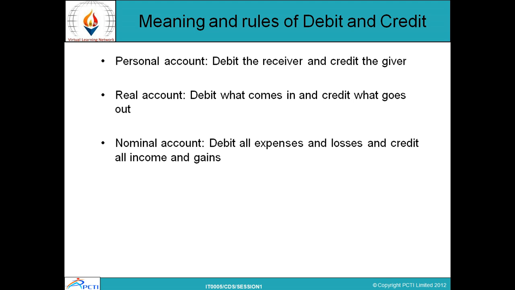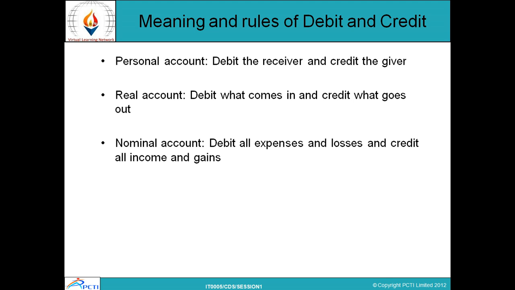So what is the rule for this? The rule is debit the receiver and credit the giver. Please memorize these things and understand them properly, so that when you are entering the transaction, you will know where to enter it. So for all personal accounts, debit the receiver. Whoever is the receiver, his account will be debited and the giver's account would be credited, right?